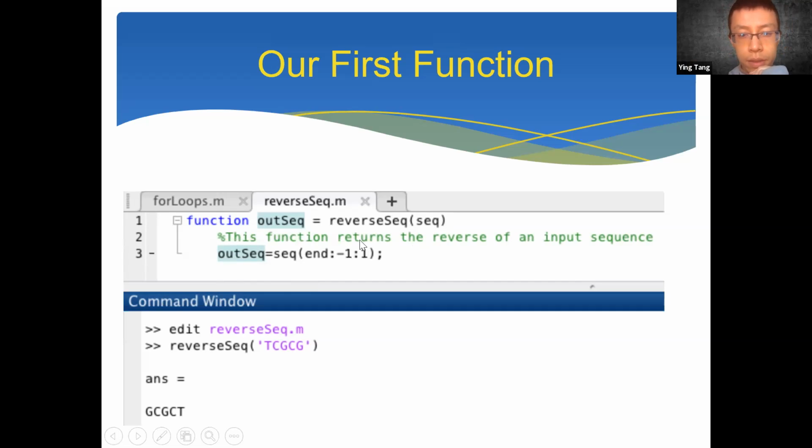So this function reverses the sequence, so it's easy. You just reverse the seq from end -1 to 1, right? So this will go from the end to the first. And this will be my output sequence. So it's basically one line of code that will give you the output. And then you just write in this format to define a function.